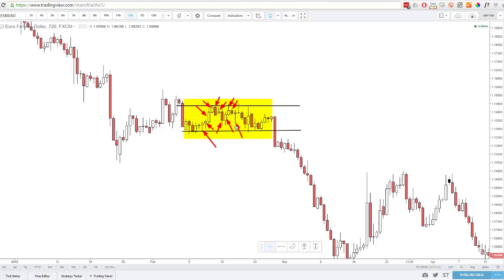Sellers tried to push down, but they couldn't maintain that low, so they got pulled back up. Indecision again. Buyers trying to push up couldn't maintain that high, and sellers pulled them back down. I'm sure you get the point. Ranging stages are just full of indecision.